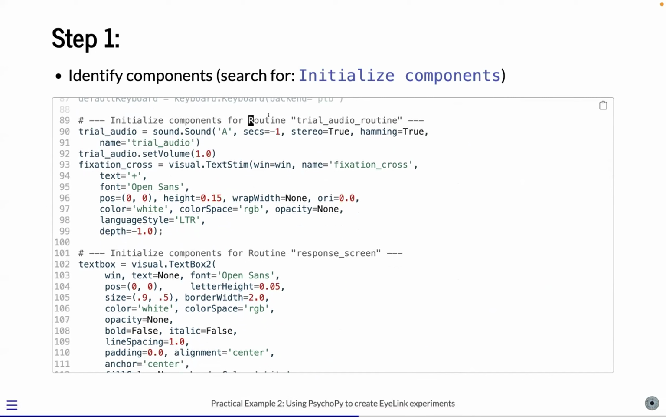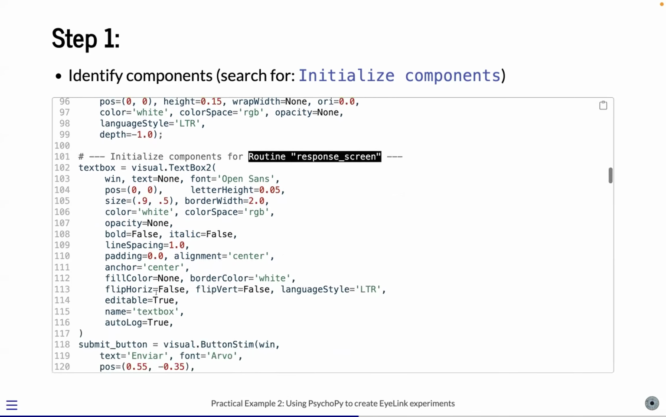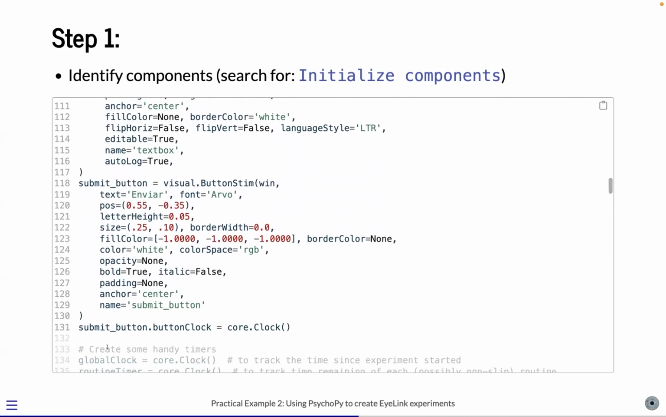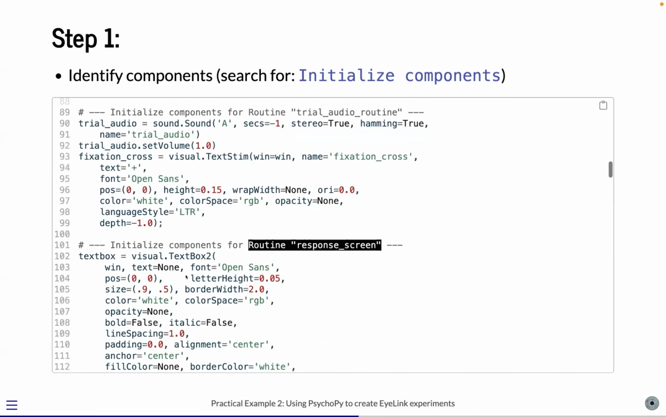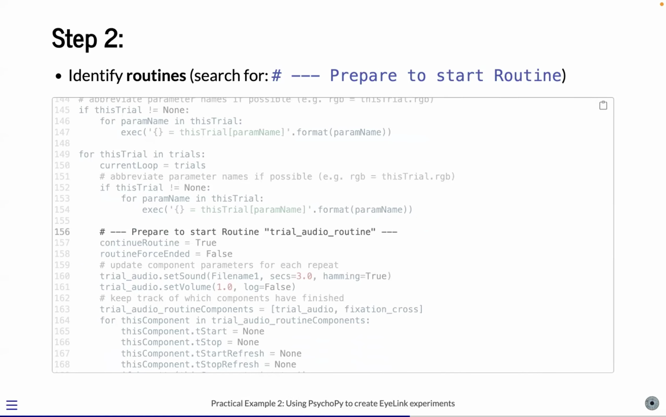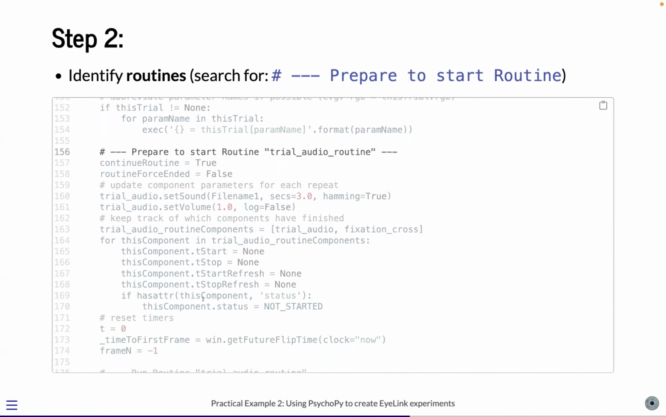It separates your routines. As I noted, I had 2 routines, a trial audio routine and a response routine. And so the 2 routines will have their components separately. You're going to want to copy all components you use in your task, and you're going to put those into your experiment. The other thing you're going to need to search for is the code where these routines are actually running. So if you search for prepare to start routine, it'll jump you down to another section. And within this section, this is like the standard way all PsychoPy experiments are written.